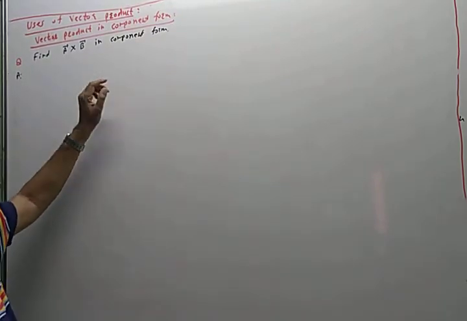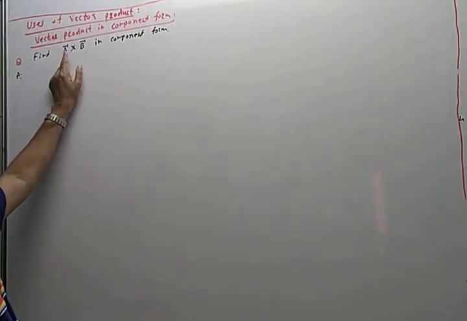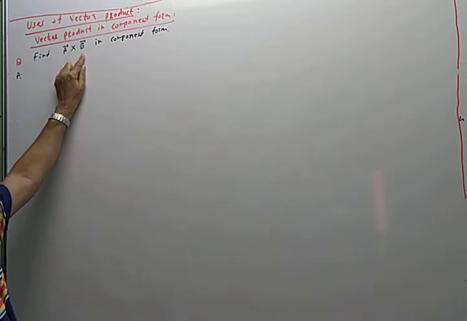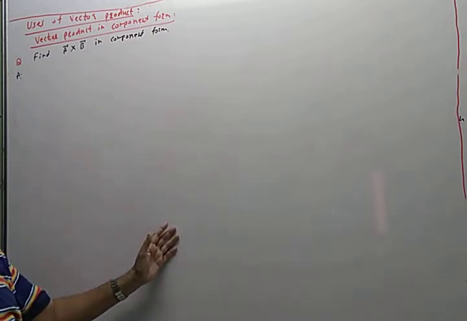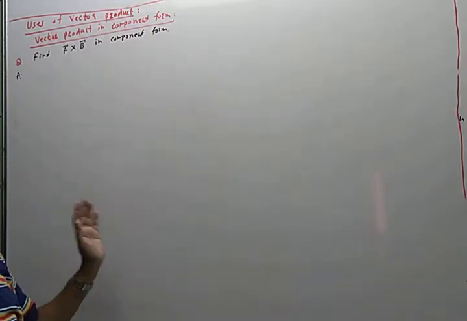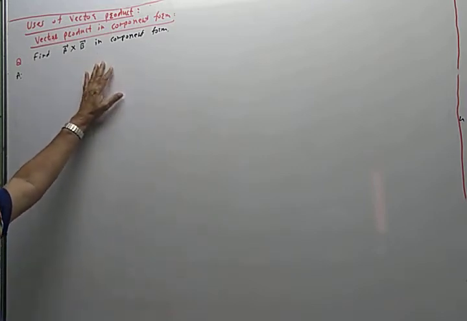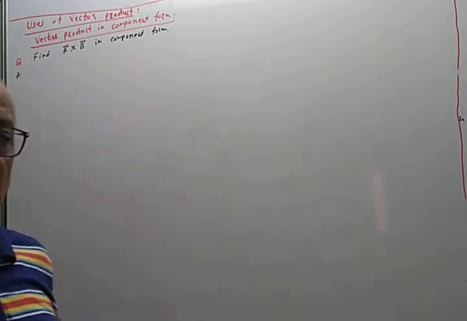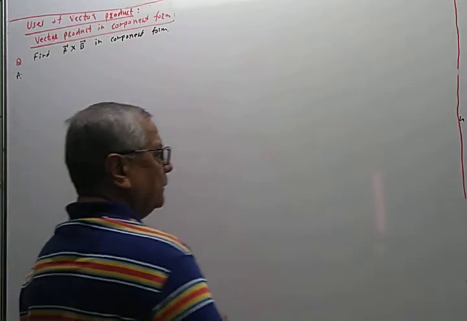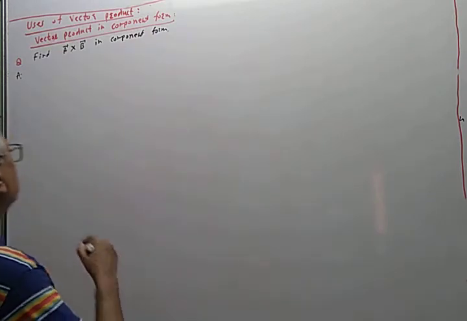So in the last property of vector product, we have shown A cross B in component form, but by using the determinant method. We have obtained some relation between AxBy, AxBz, and so on. The same relation can be used by using the property of vector product of unit vectors like this.